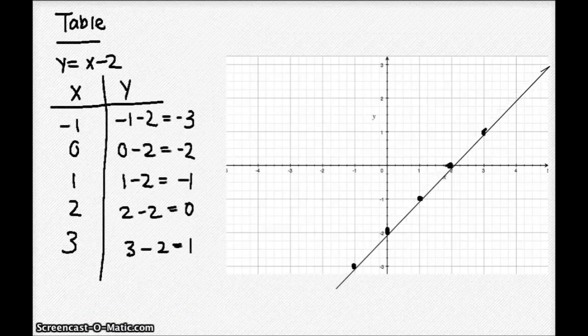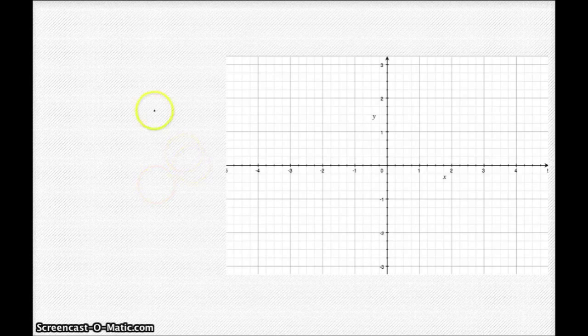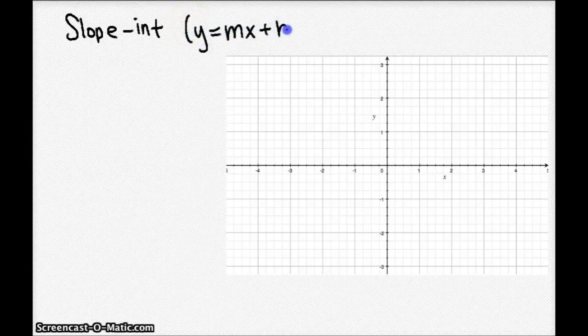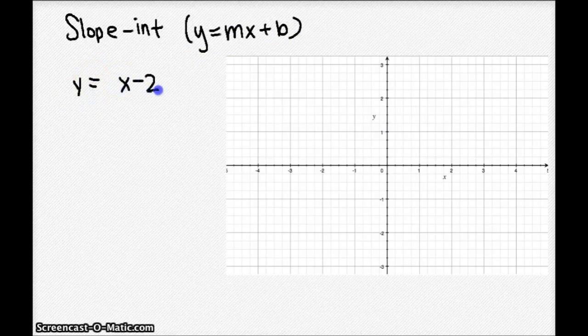Okay, now we're going to move on to the third method, which is the slope-intercept method, which is y equals mx plus b. So basically you're just going to convert the equation to this form and then find m and b. And m is the slope and b is the y-intercept. So let's use the same equation as before, y equals x minus 2.